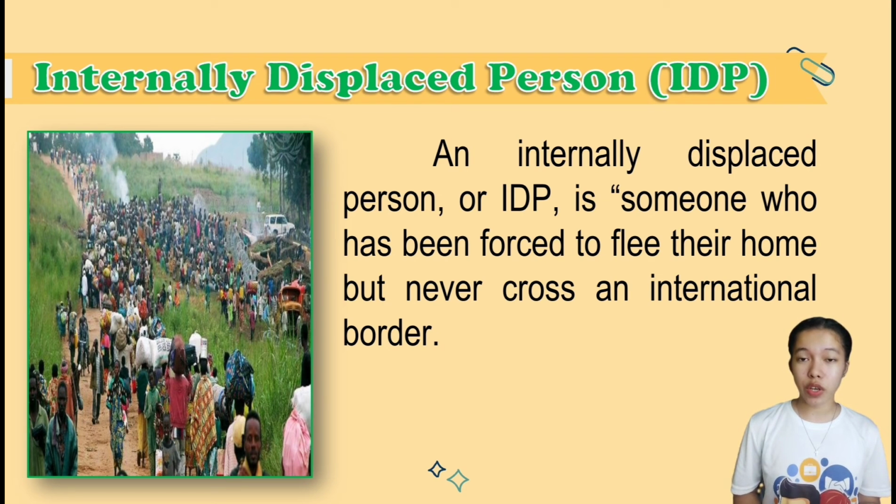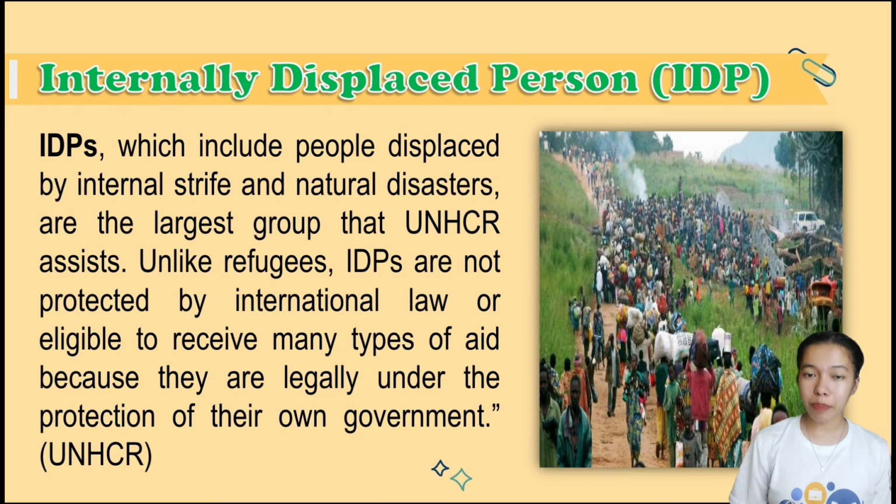An internally displaced person, or IDP, is someone who has been forced to flee their home but never crossed an international border. These individuals seek safety anywhere they can find it, like in nearby towns, schools, settlements, internal camps, even in forests and fields. IDPs, which include people displaced by internal strife and natural disasters, are the largest group that the United Nations High Commissioner for Refugees assists. Unlike refugees, internally displaced persons are not protected by international law or eligible to receive many types of aid because they are legally under the protection of their own government.